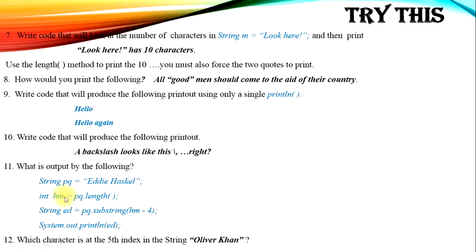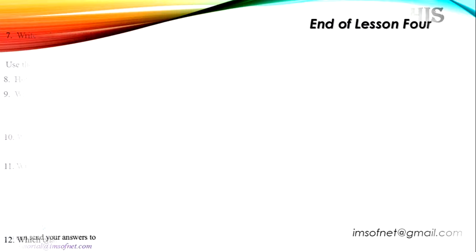Now this question 11, this is a string stored in PQ. Now this method calculates the length of the characters in this string and stores it in the HM variable. Then this string stores part of this variable by using this method substring. Then it subtracts 4 from the result of this, then it prints out ed. So what will be the value of this ed when printed out? Try it on the J creator.